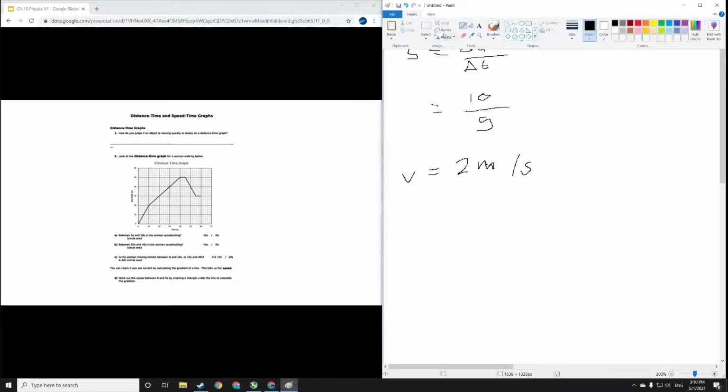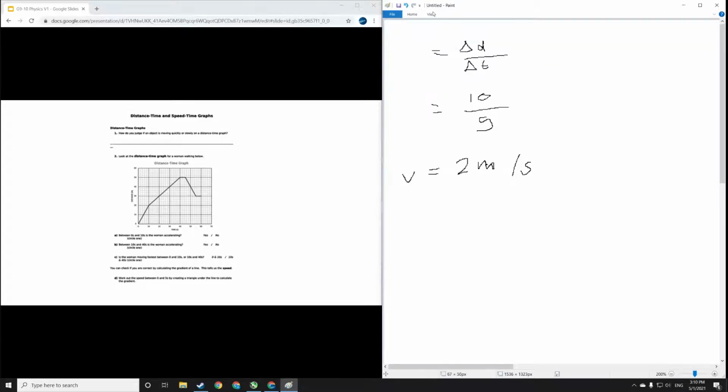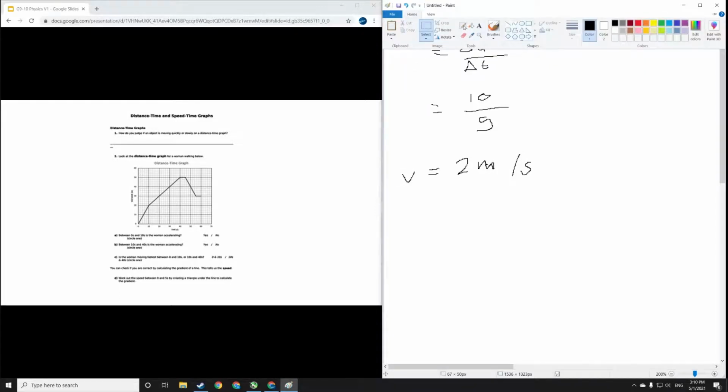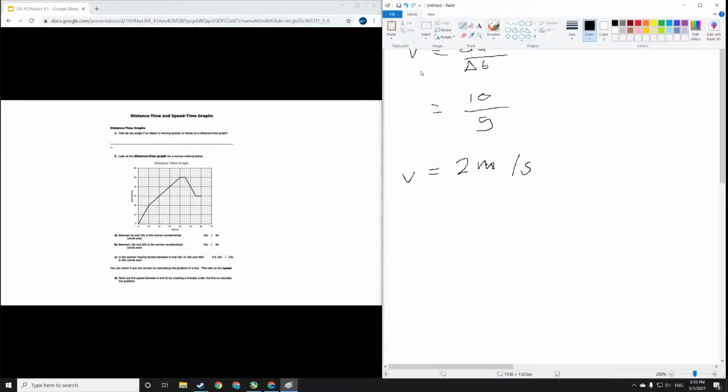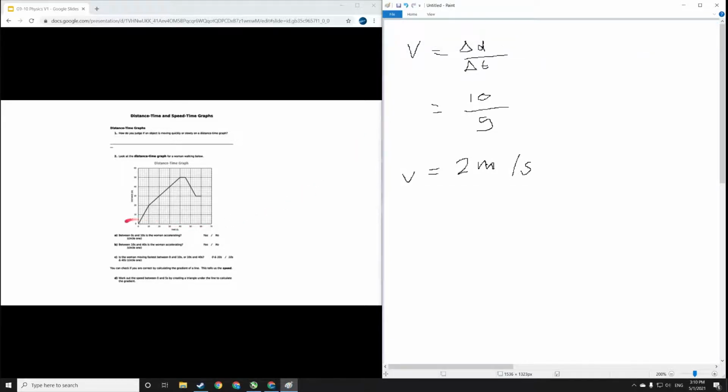Okay? And again, I really should be writing velocity, because if the line was going downwards, right, like this one, then our answer would be negative. So I think that's my mistake, so I should be more clear on that. So really we mean velocity.